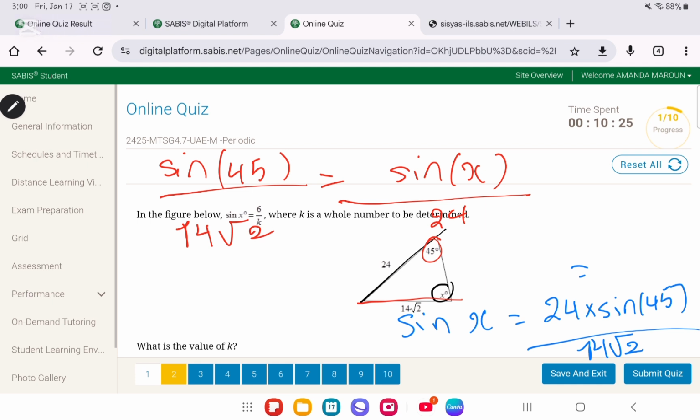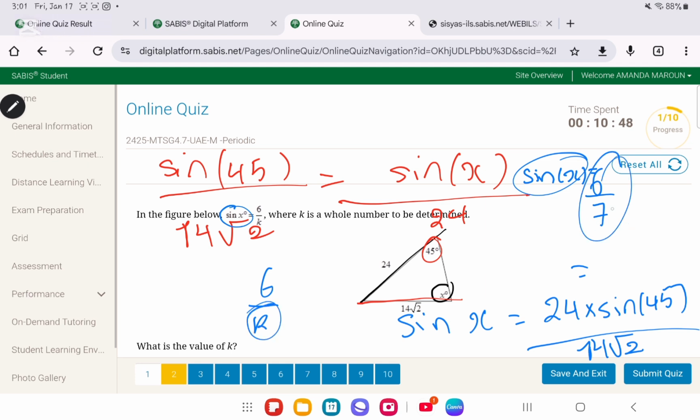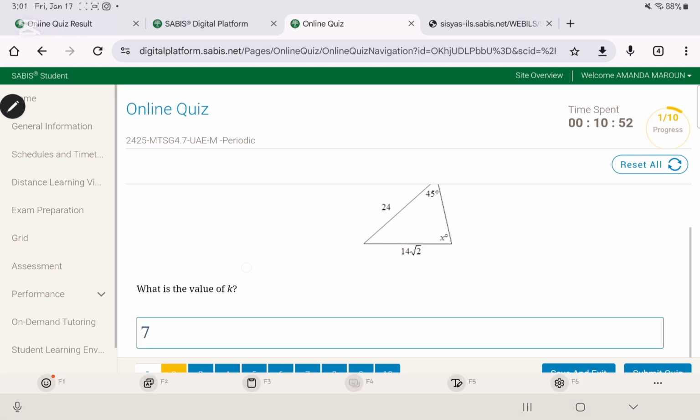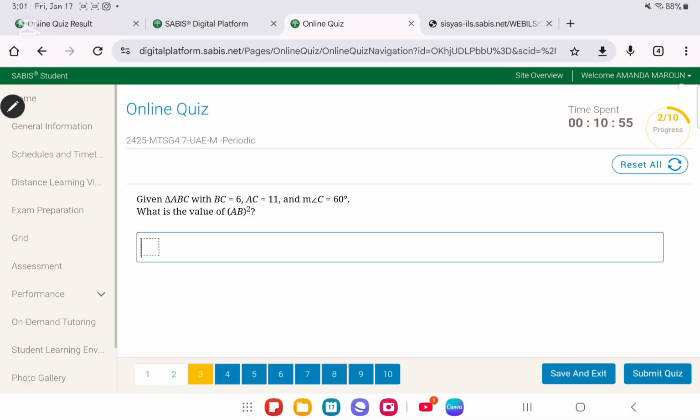So if we do it on our calculator, we are then gonna get 6 over 7. Now there's no need to change it into anything, because we are already given sine x, and we need to look for what? Sine x. They told us sine x is 6 over k, and they need us to find the value of k. Very simply, we got 6 over 7, so our answer is gonna be then 7. Moving on to question number 3.